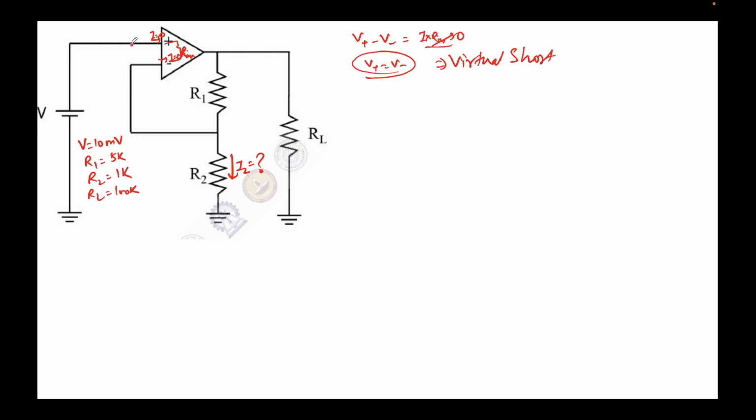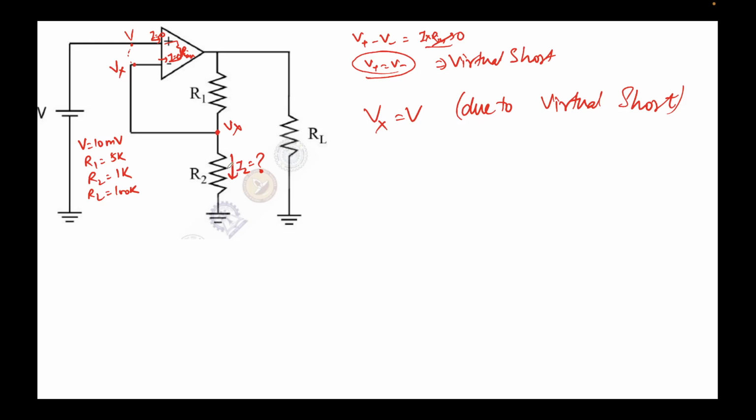And what it effectively means is that we denote it like this, a dotted line connecting the inverting and non-inverting terminals. With the non-inverting terminal we were given a voltage V. So let's assume the voltage at the inverting terminal is Vx. So we'll get Vx equal to V due to virtual short. Now, this node is also Vx because this is simply a wire. This is Vx, this is also Vx.